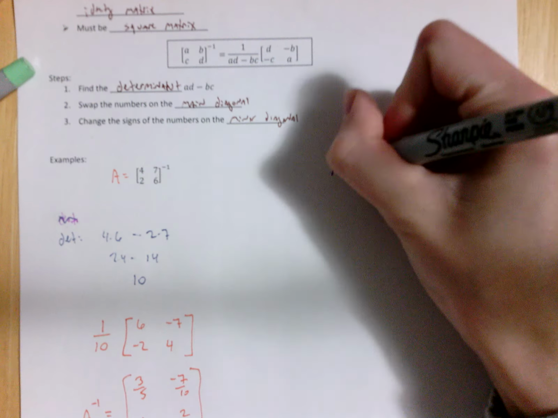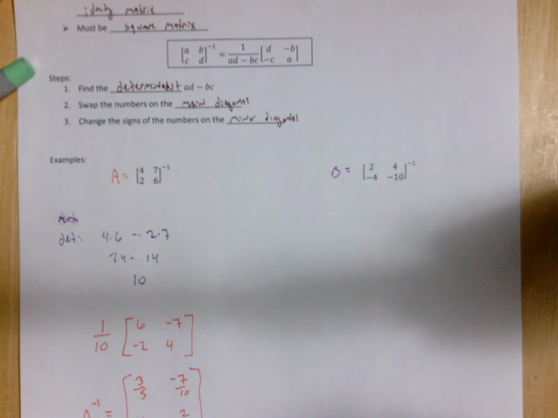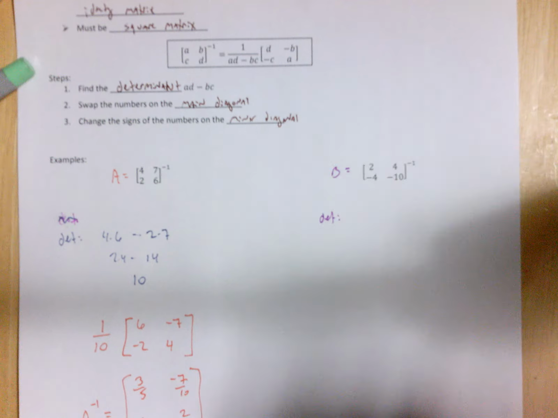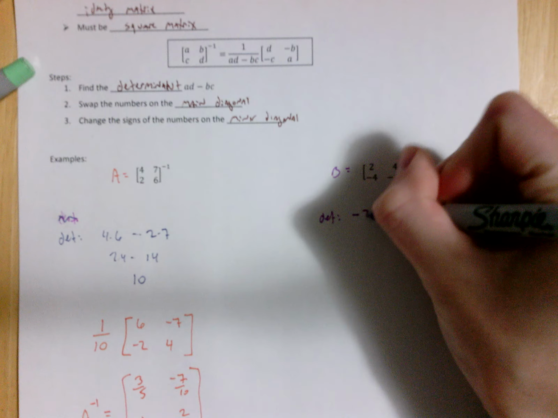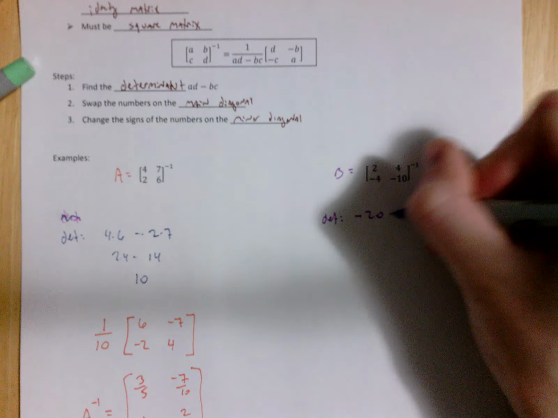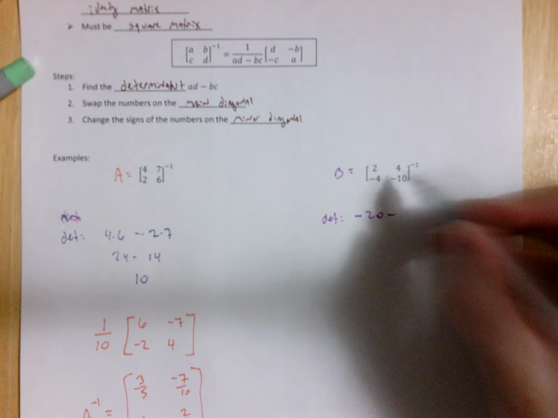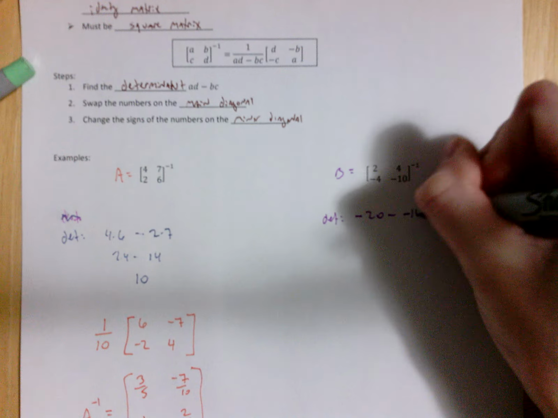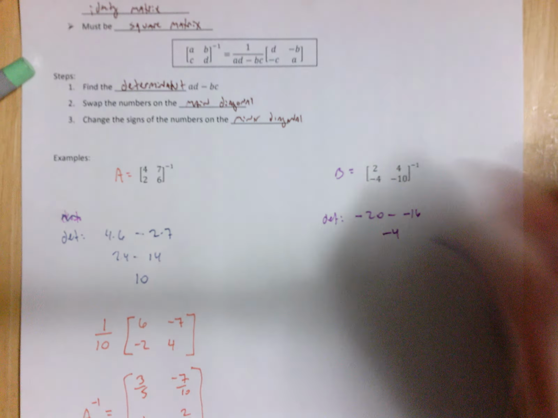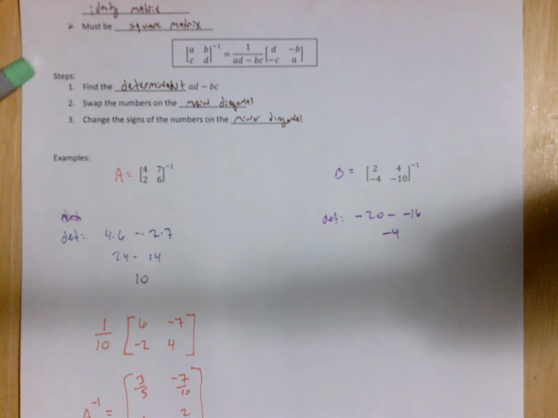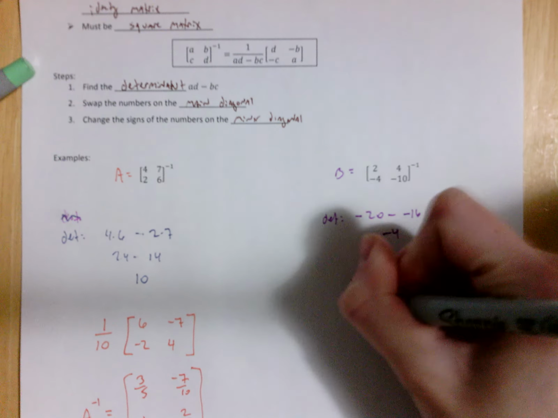So let's call this one matrix B. Again, first thing we do is find our determinant. To do that, you multiply the two numbers in the main diagonal. So that's -20. And then you subtract the product of the minor diagonal. So that's -16. So -20 plus 16 is -4.